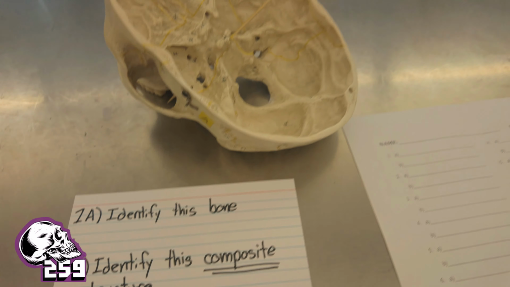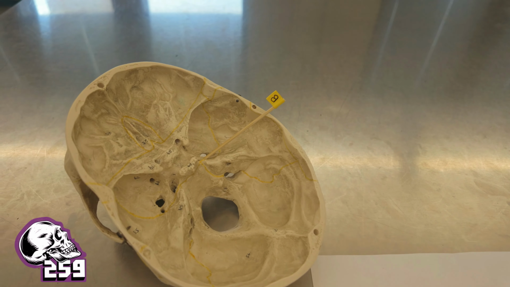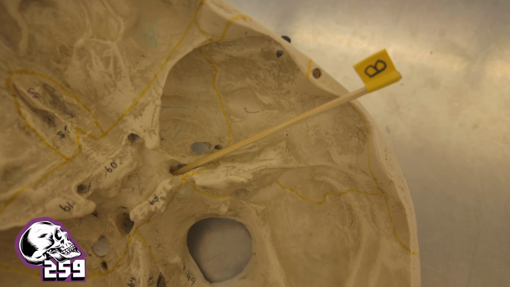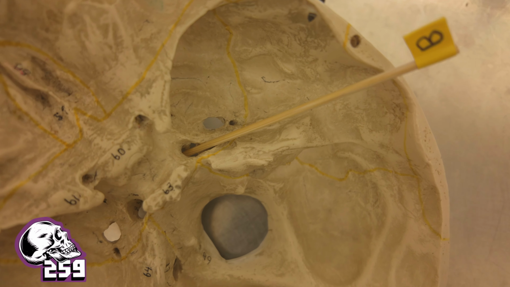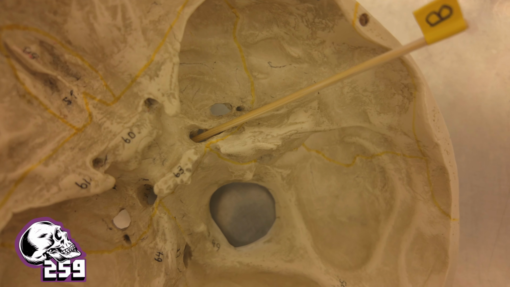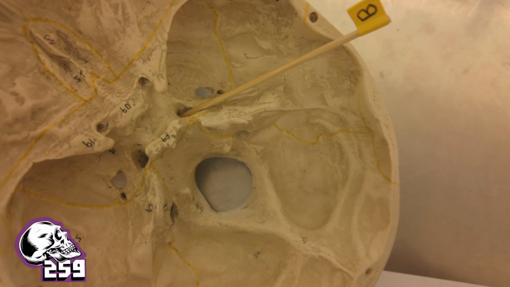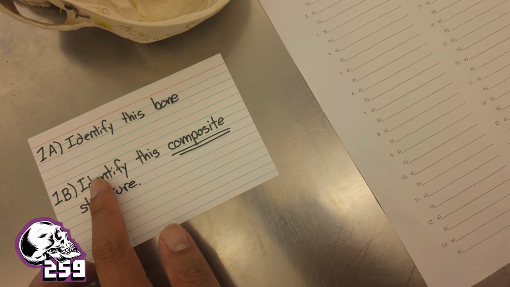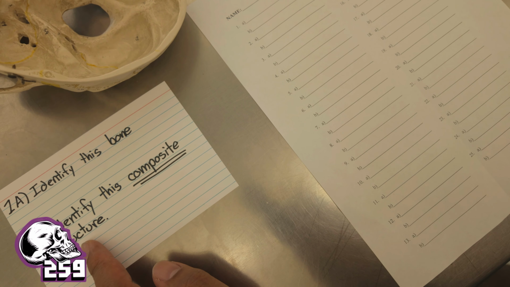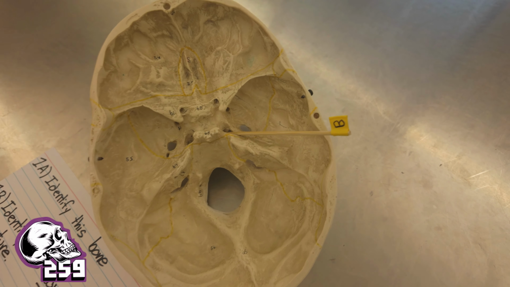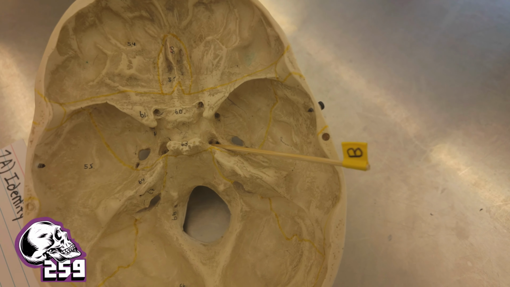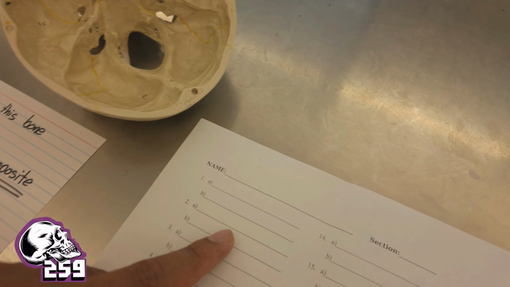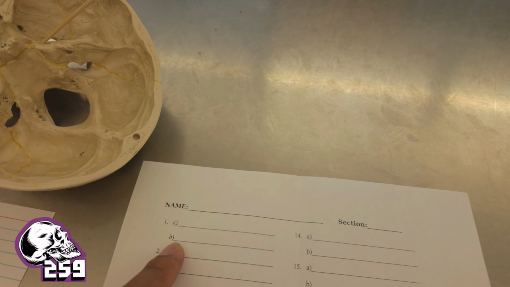1B: identify this composite structure. Remember, you cannot touch the material you have in front of you, but you can get up a little bit to get a better view. So we see that there's the stick. We see that it is not going through our foramen ovale. It's going through a foramen that's a little bit more medial. And actually, this question gives you a good hint, right? Identify this composite structure. We know that this hole is going to be a composite foramen. So what composite foramen is there that is medial to the foramen ovale? That's your foramen lacerum. You would write down foramen lacerum in answer 1B.